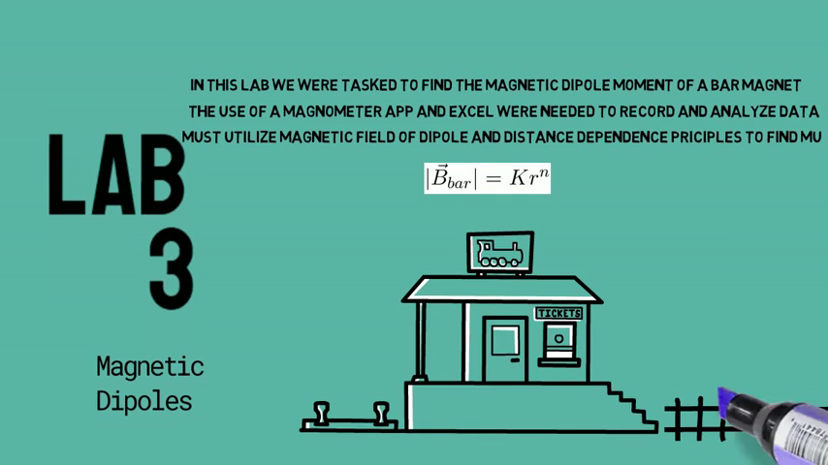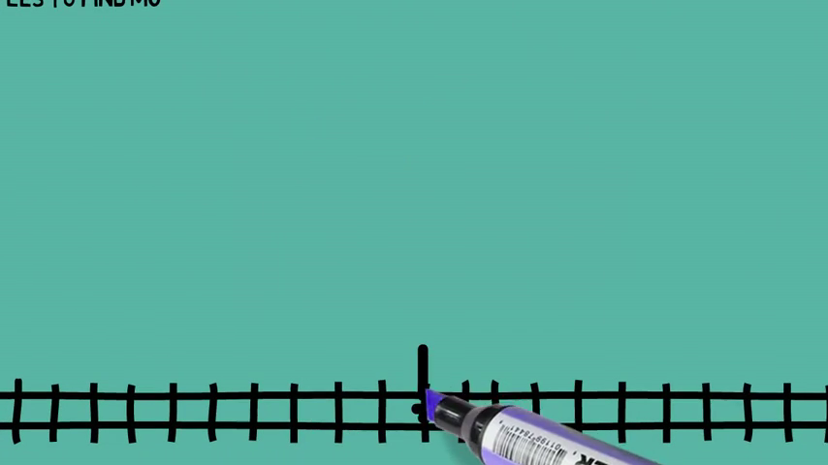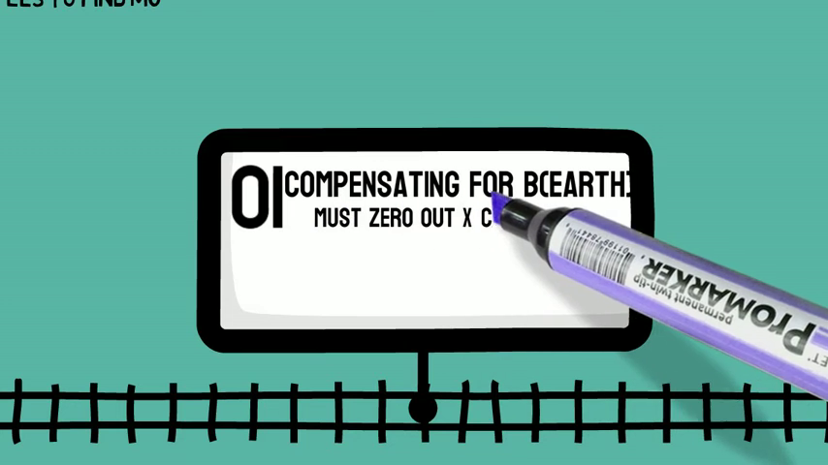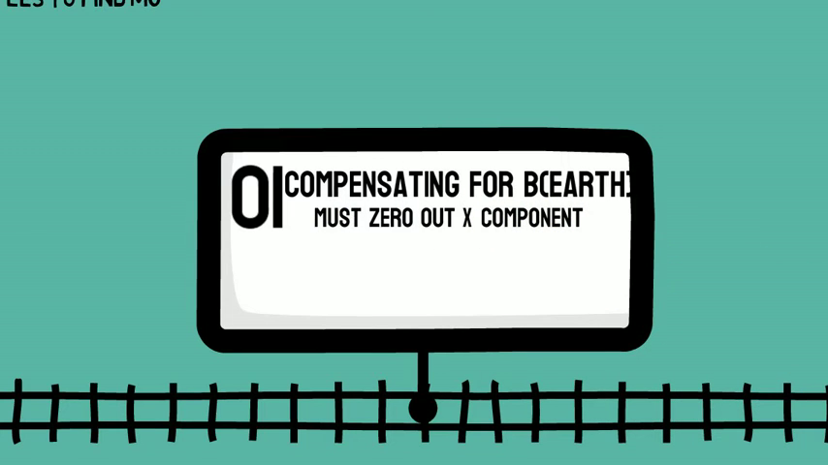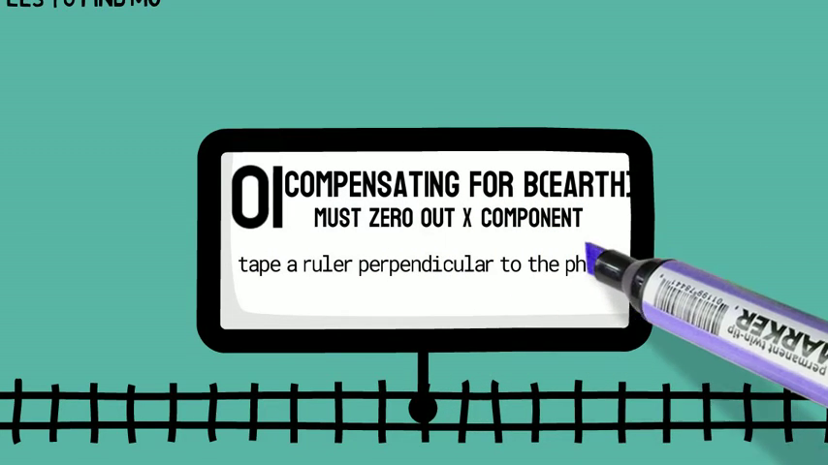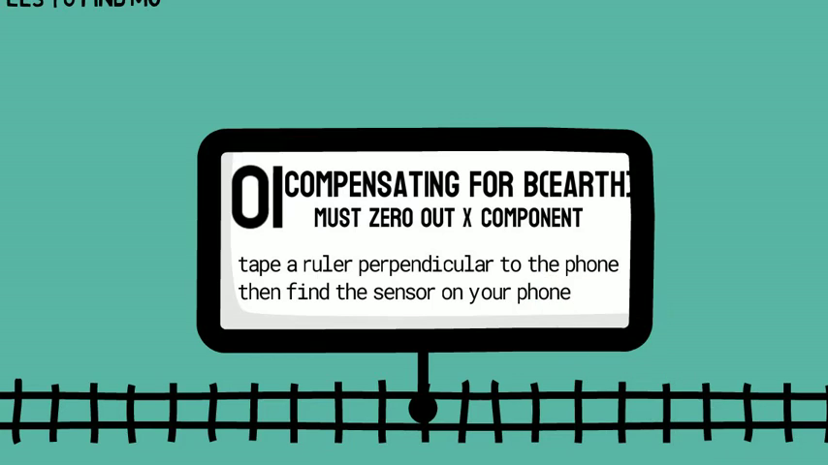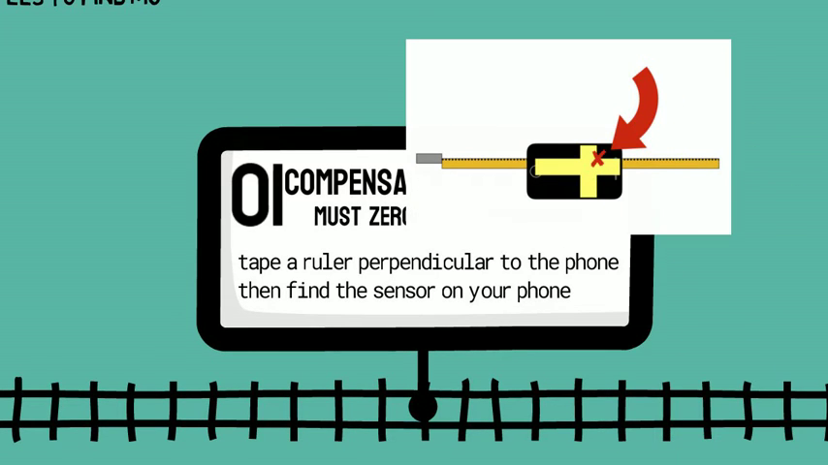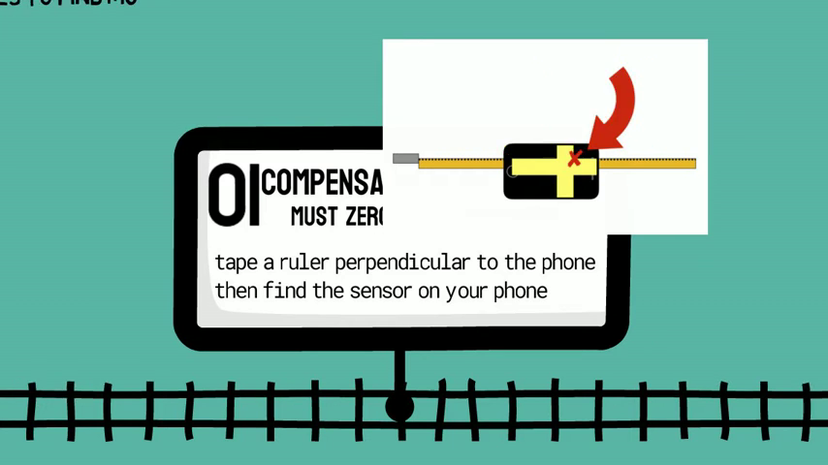For the first part of our lab, we needed to compensate for the magnetic field of Earth. To do this, we had to zero out the x component of the magnetic field. Then we taped a ruler perpendicular to the phone, and this ensured that the only thing affecting the x component of the magnetic field was the magnet. We then had to find the sensor on our phone by placing our phone horizontally and finding a maximum of x, and then vertically finding a maximum in y.